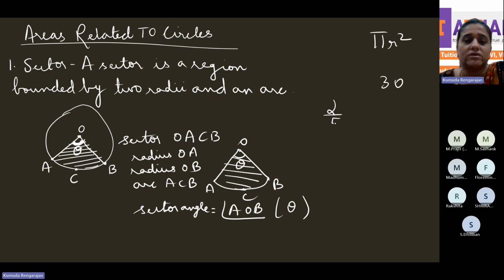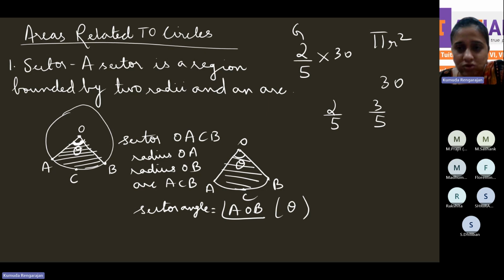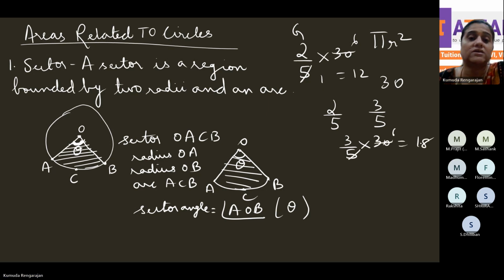Now let's say that 2/5 of the class are girls, then 3/5 are boys. This fraction 2 by 5 represents the fraction of the girls in the class. So how do you find the number of girls in the class? That fraction times the total number of students: 2 by 5 into 30. So there are 12 girls in the class. 3/5 of the class are boys, so 3 by 5 into 30 is 18. So the class has 12 girls and 18 boys.